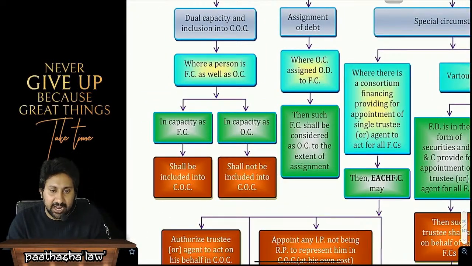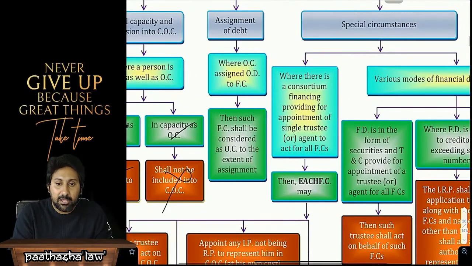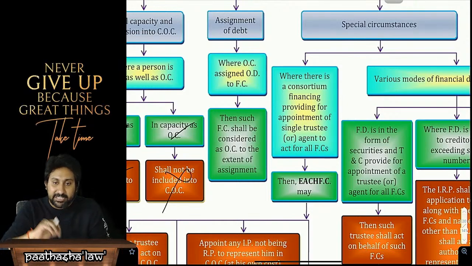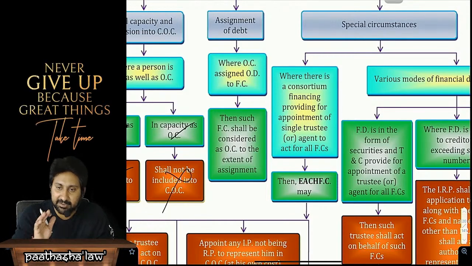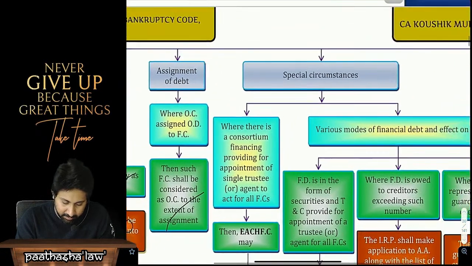Okay. Next, dual capacity. I am both the financial creditor and operational creditor. Then in the capacity of financial creditor, I shall be included. In the capacity of operational creditor, I shall not be included. Assignment of debt: where an operational creditor assigns operational debt to a financial creditor, what will happen? In the capacity of FC, I shall be considered a financial creditor. In the capacity of OC, in respect of the transferred debt, I will be called an operational creditor.